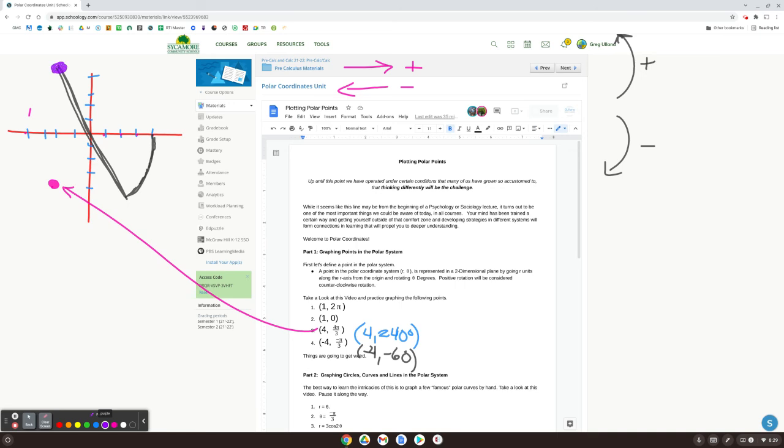Now, another way you can do that is to go 4 in this direction and then 60 degrees to the negative. Yeah. And that would still lead you to the same spot. So both of them work. Does that make sense? All right, so this one is there.